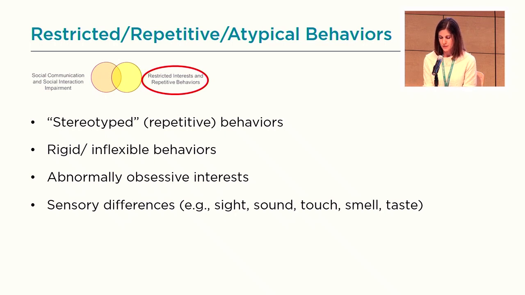The third item is having abnormally obsessive interests. This could be a really focused interest on one topic, just wanting to play with one type of toy, and that's the only thing kids want to do, being really focused on one part of a toy, such as spinning the wheels of a car. And then the fourth area is having sensory differences.